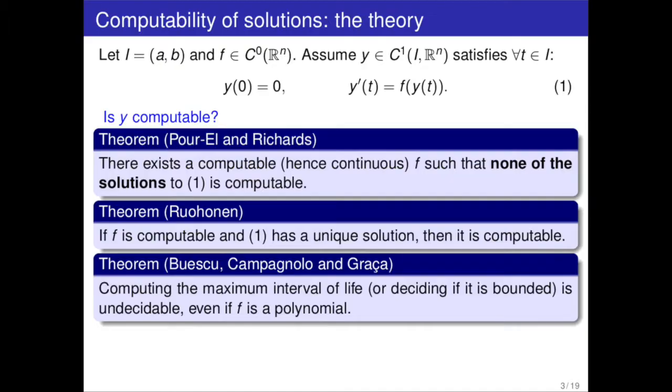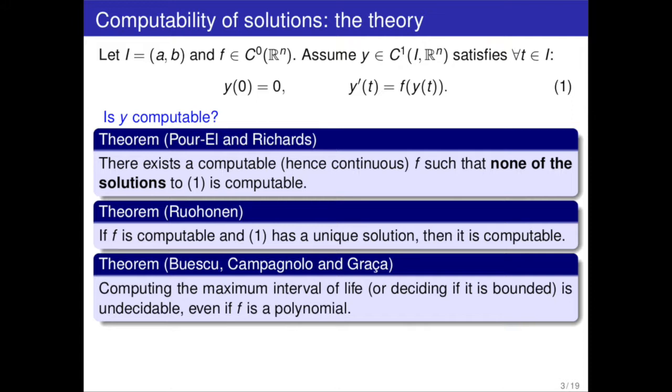Now, one thing you may ask is, for now, I've just assumed that the solution exists over I. But one question you could ask is, can I compute I? Can I compute the maximum interval of life, assuming the solution is unique, so it's well defined? And the answer is no. Surprisingly, the question of whether you can compute I is undecidable. And you cannot even decide if I is unbounded or not. So you cannot decide if the solution explodes in finite time or exists at all times, even if f is very restricted, like a polynomial.